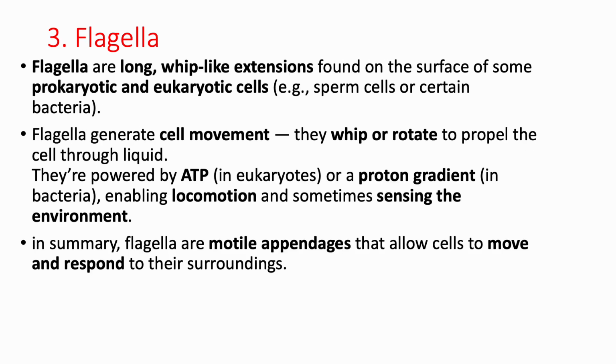That means we need to discuss flagella. Flagella are long, whip-like extensions found on the surface of some prokaryotic and eukaryotic cells. In the eukaryotic cell, we have sperm cells. Flagella generate cell movement. They whip or rotate to propel the cell through liquid. That's why the sperm is able to move from the vagina to the fallopian tube. But that is the only cell that has a flagellum in the eukaryotic cell, mostly in the human body.